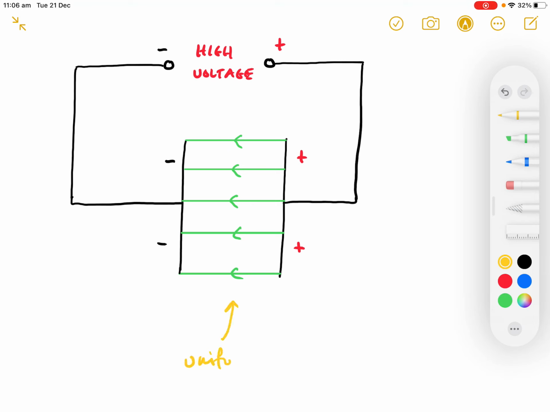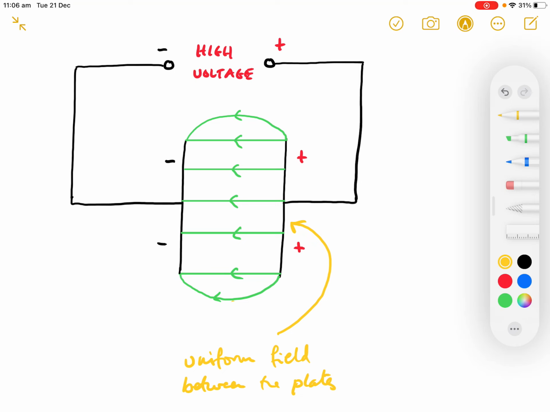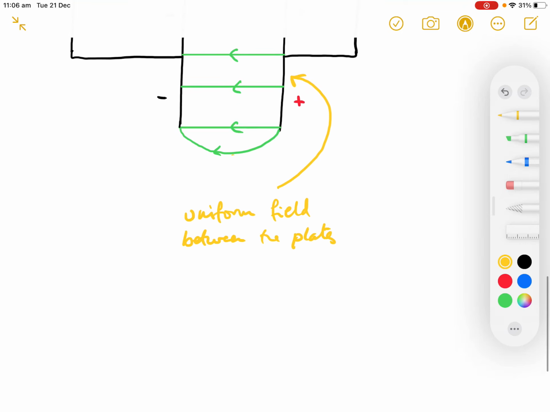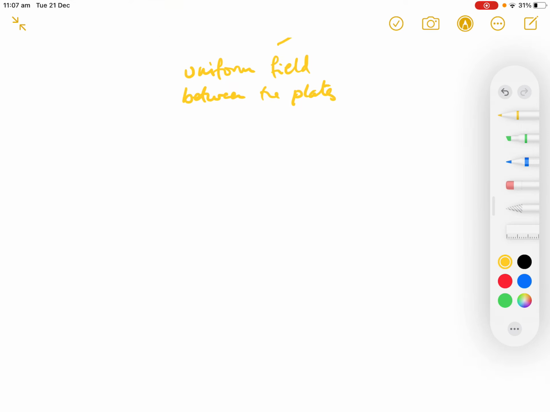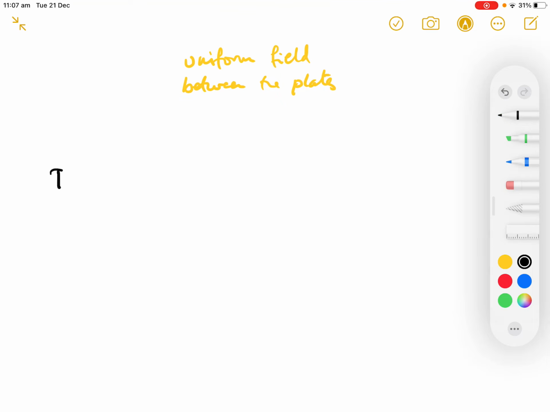So here we have a uniform field. That's between the plates. If we come outside the plate, we actually have a curved field there with an end effect. Should make it clear that this uniform field is between the plates. Okay. And that's a uniform electric field between two parallel plates. Right. Let's focus in on these plates and look at the definition of the volt.